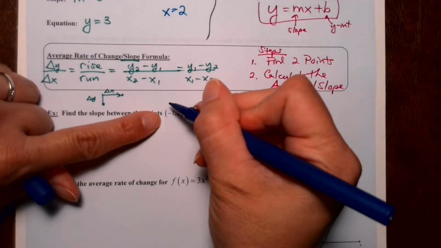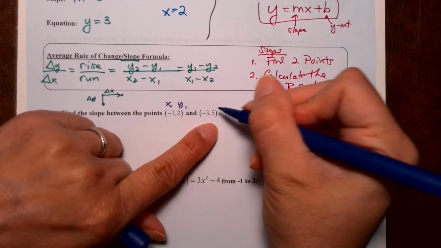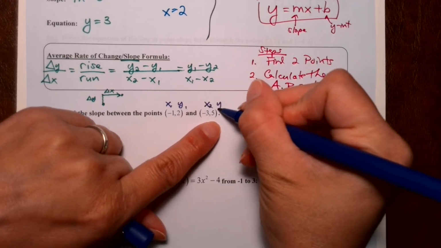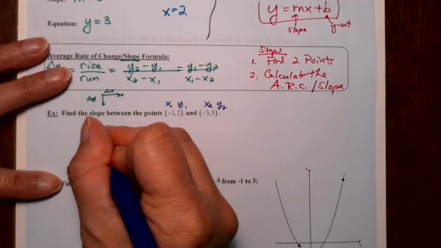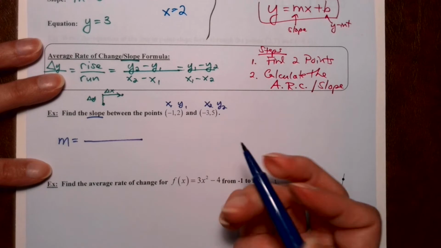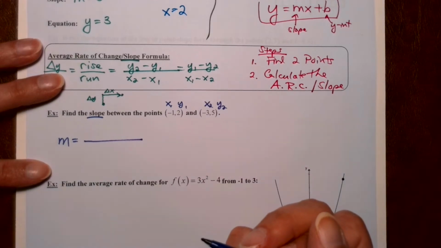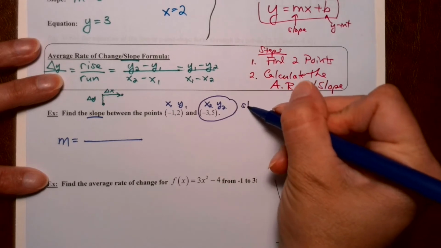So this first point I'm going to call x1, y1. That's the first point. And this point is going to be x number 2, and that's y number 2. Okay, so to do the slope, let's use m, and equals for the right letter. Now you have to decide which one is going to be your starting point. I'm going to use this point right here. I'm going to start with that point.